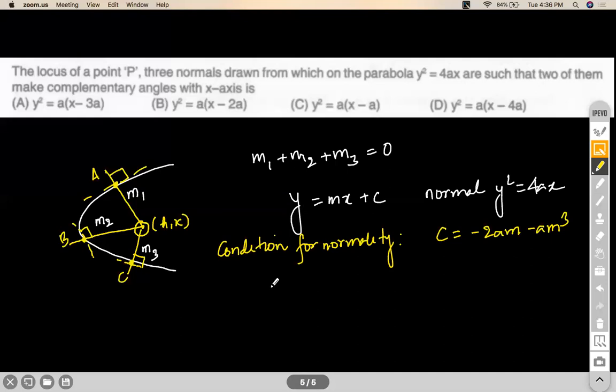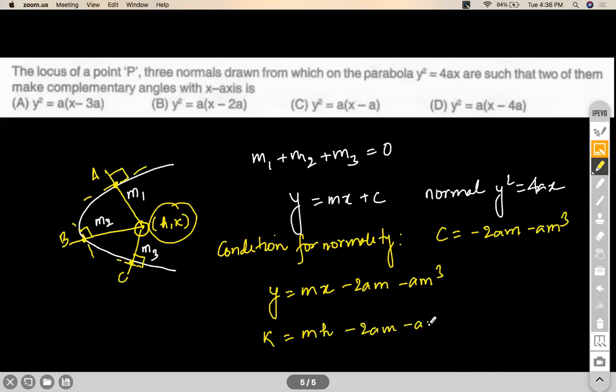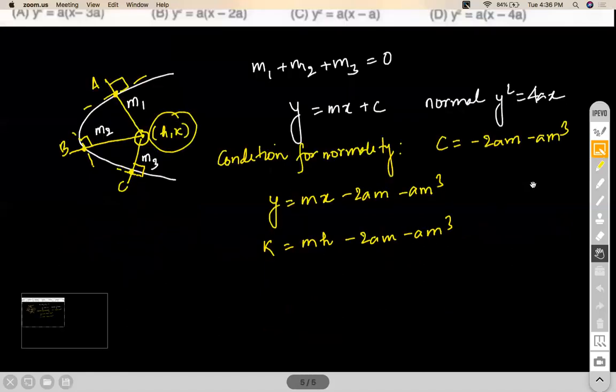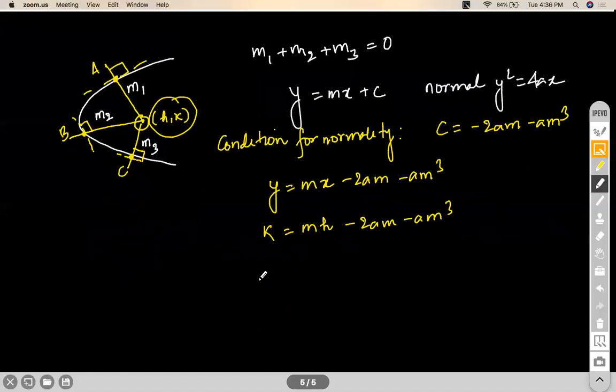So now, if you see this, this normal has to be satisfied by the point h, k. In place of y, I put a k, and in place of x, I put an h, which clearly leads to a cubic polynomial in m, something like this.